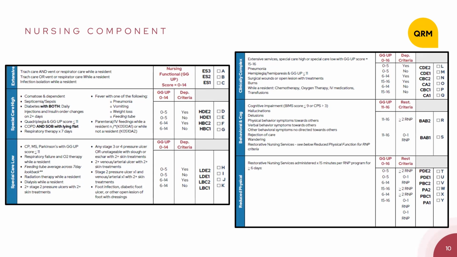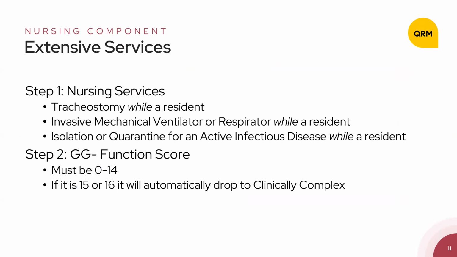QRM has this amazing tool, which we affectionately call the Buzz tool, which has great information, and they have each of the components, but I want to focus specifically on the nursing component. So you can see here, it has all of those different nursing categories that we just talked about: extensive services, special care high, special care low, clinically complex, behavioral and cognitive performance, and reduced physical function. It also lists the GG scores as well as their PHQ-9 score and if they have restorative. So we're going to dive deep into each of these so that we can understand how a resident classifies into each of these groups. So the very first one is extensive services.